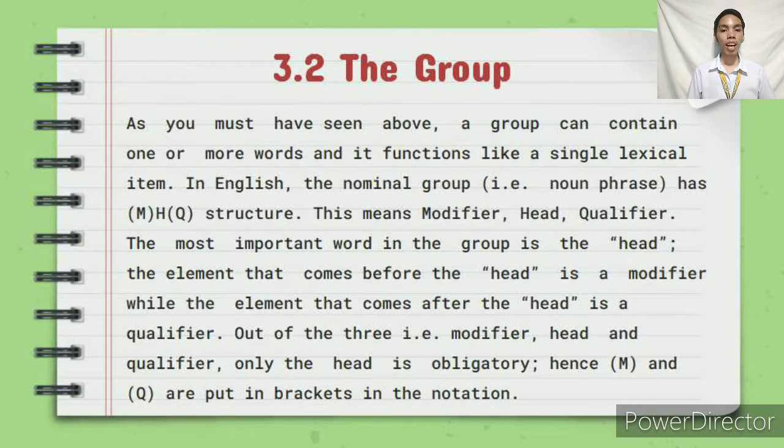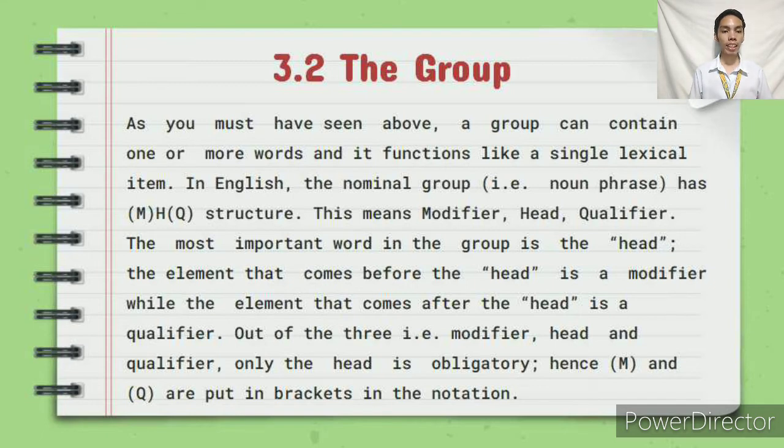And then, as you must have seen above, in the example, a group can contain one or more words and it functions like a single lexical item. So in English, the nominal group, that is noun phrase, has MHQ structure. So this means that the noun phrase has a modifier, a head, and a qualifier. So the most important word in the group is the head. So when we say the head, it is the very noun in the noun phrase.